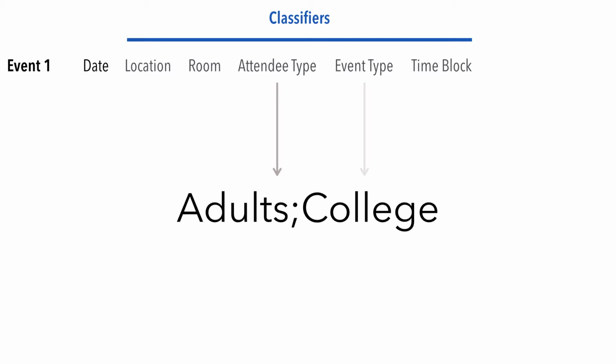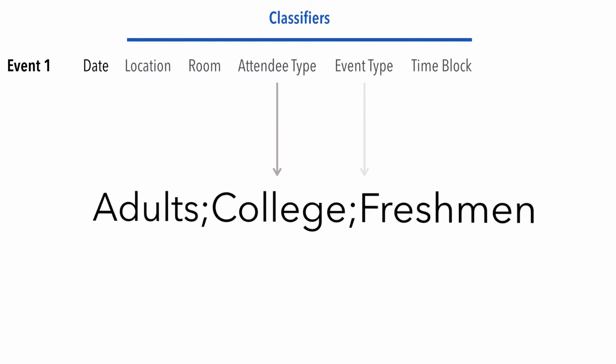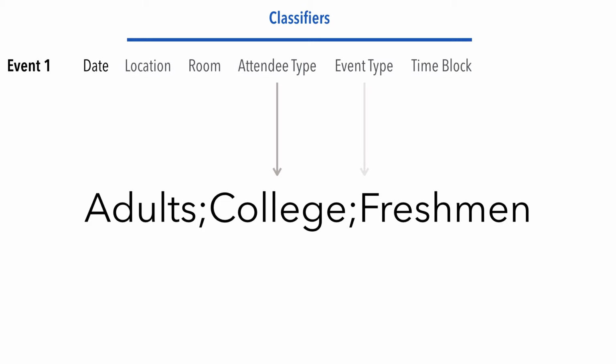You could go even deeper by creating freshmen as a child of college, which of course is a child of adults. But why? Or as the French would say, pourquoi? Because when you create metrics, you can make them so they look for events where the attendee type is adults, which would include all college students and freshmen, or you could make them look for college. That would include everyone in college, freshmen too, or you could just include freshmen, which would include everyone who's an adult in college who's a freshman, but exclude everyone else.